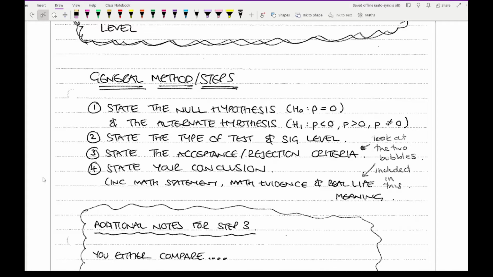Now again, whenever you're stating your conclusion in maths, and particularly in stats, you always want to give a mathematical statement, which is basically using mathematical reasoning and vocabulary, then the mathematical evidence, which is where you're using your calculations or inequalities, and then basically sum it all up with the real life meaning. The real life meaning might be reiterating the maths statement, but you want to put it in the context of the question and what it actually means.